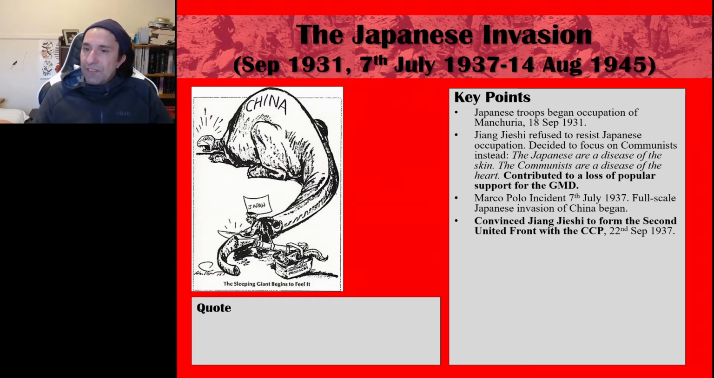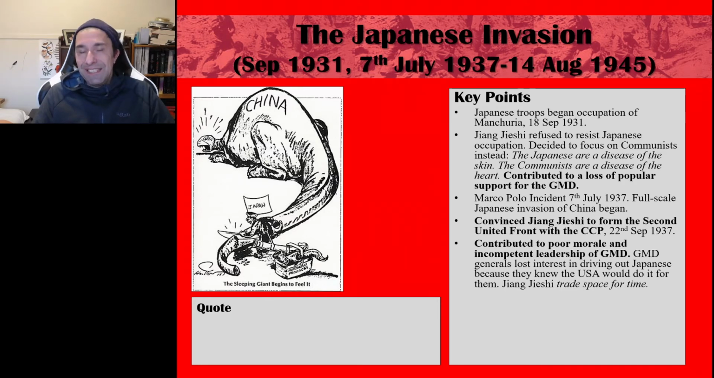This second united front actually lasted until about 1941, and then it collapsed when the GMD started attacking the CCP again, and vice versa. And when the United States entered the war after the Japanese decided to bomb Pearl Harbor in December 1941 and try to take the whole Pacific.